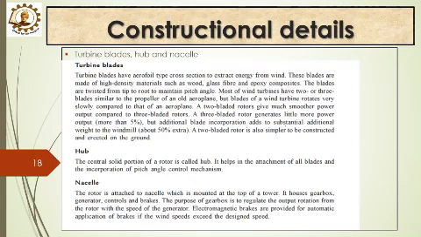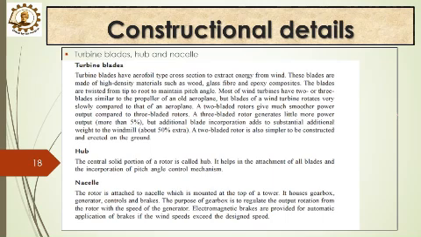Now coming to the turbine blades. The turbine blades have an aerofoil type of cross section in order to extract the maximum energy. These blades are made up of high density material that can be glass fiber or epoxy composites. The blades are twisted from the tip to root to maintain a particular pitch angle. We have already defined pitch angle. Most wind turbines have two or three blades, similar to the propeller of an old aeroplane. But the blades of a wind turbine rotate at a very slow speed as compared to an aeroplane. The two-bladed rotors give much smoother power output compared to five-bladed ones.